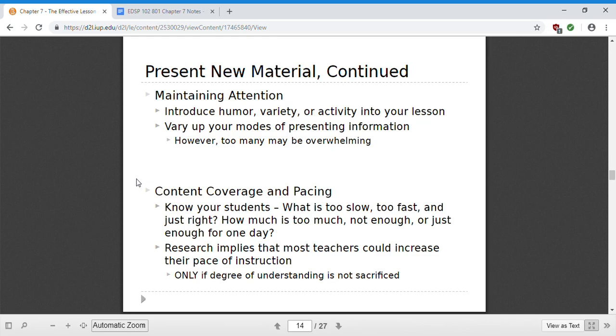This goes for the amount of content coverage and pacing of your lessons as well. You want to know your students and know what's too slow for them, what's too fast for them, and what's just right. Research implies that most teachers could actually increase their pace of instruction. But an important caveat is that the pace of instruction can be increased only if the degree of understanding in students is not sacrificed as a result.